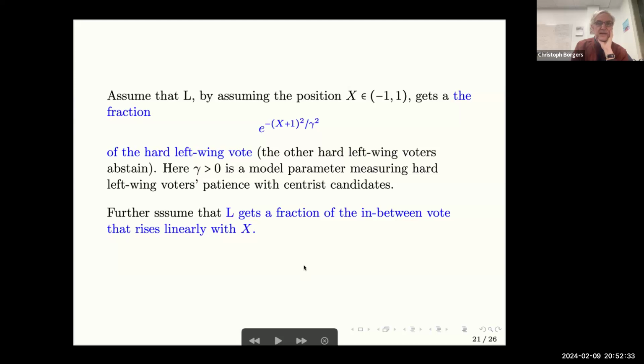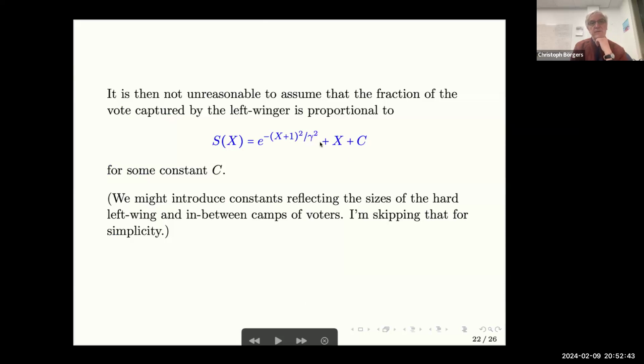And then L, the left-wing candidate, also gets a fraction of the in-between vote. And that fraction, we assume, rises linearly with X. And you could put in constants here, and it doesn't change anything qualitatively. You get an expression like this for the share of the vote that the left-wing candidate gets. So this exponential term comes from the hard left-wing voters, and the X comes from the in-between voters, whom, for the purposes of this discussion, I'm going to assume are infinitely patient. They will vote for whoever is closer to them. In the monthly paper, we didn't make that assumption.